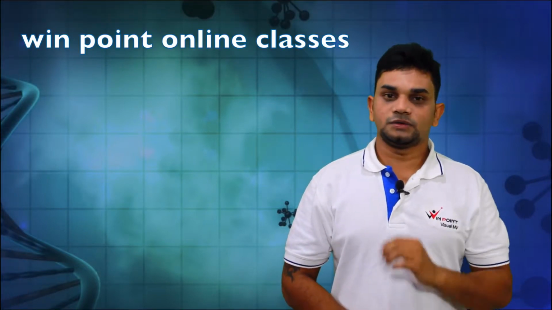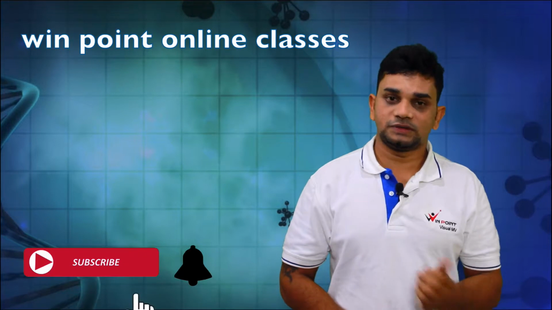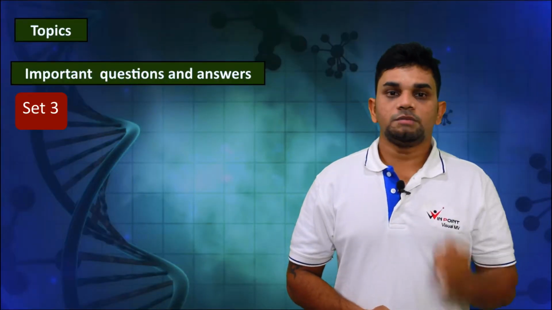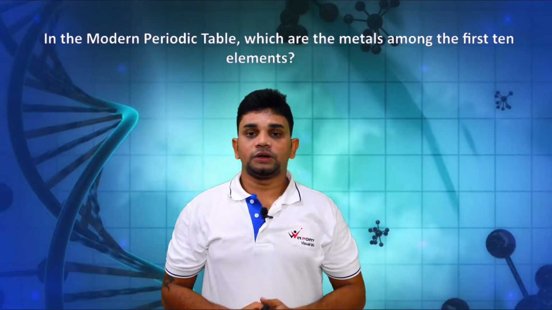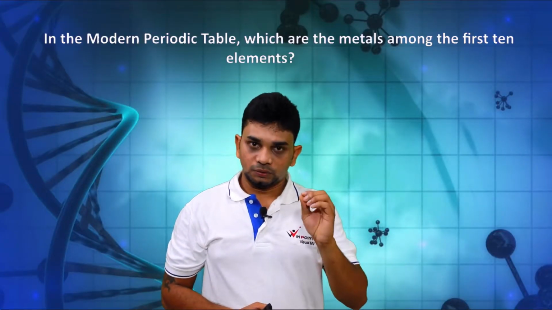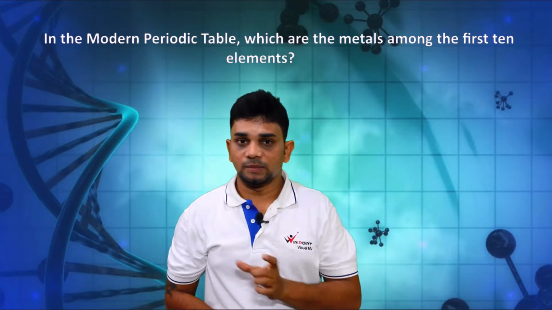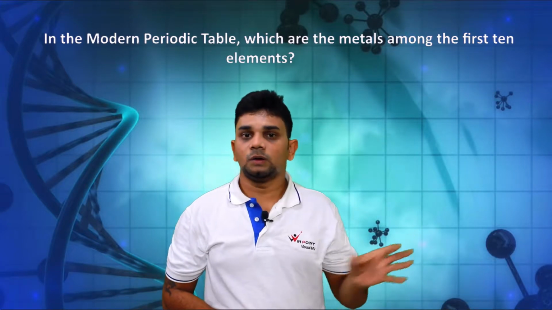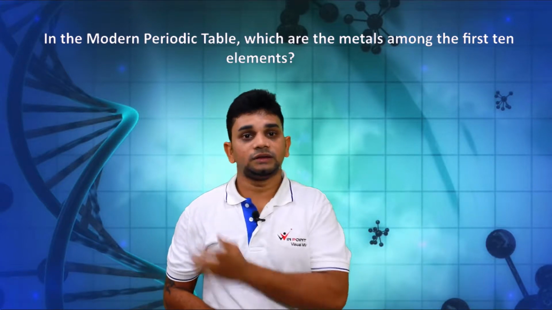In this session, we are going to discuss some of the important questions from the chapter Periodic Classification of Elements. Let's start the discussion. Important questions and answers. In the modern periodic table, which are the metals among the first 10 elements? We need to learn the names of the first 10 elements. We need to write the names. Then we can find which elements are metals in these 10 elements.